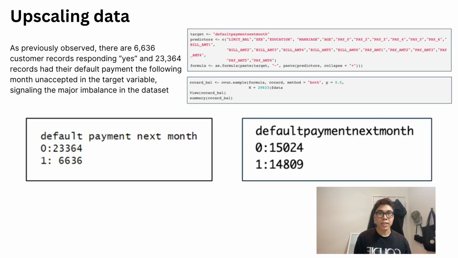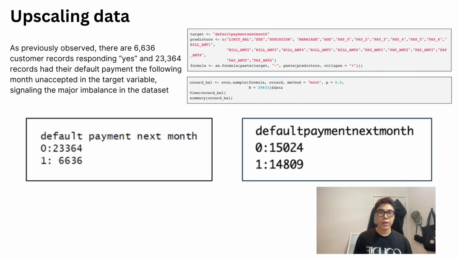Next, we need to upscale the data. As previously observed, there are 6,636 customer records responding yes, and more than 23,000 records had their default payments the following month unaccepted in the target variable, which is default payment next month. So this signals a major imbalance in our data set.